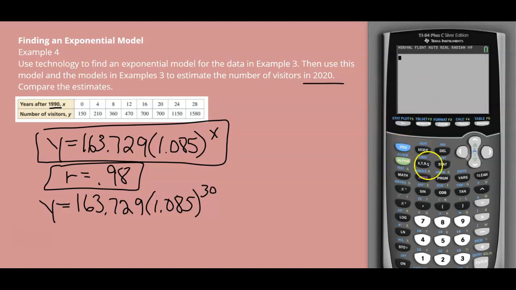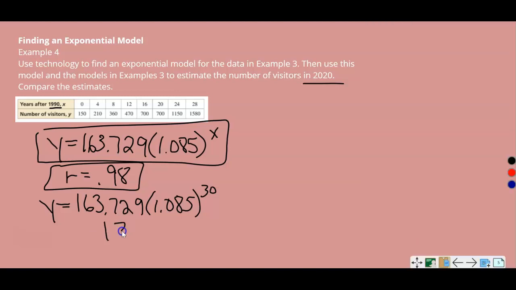So hit second quit. We can just type this in, 163.729 times 1.085 raised to the 30th power. And that's going to give us about 1892.